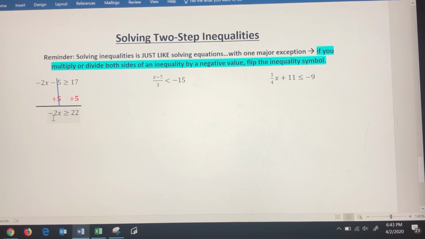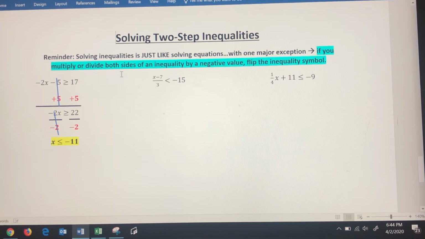Now, I want to get the x by itself. This is negative 2 times x. Inverse operations, I need to divide by negative 2. So, on the left side, the negative 2's cancel out. That leaves me with x by itself, which is what I wanted. On the right side, I've got 22 divided by negative 2, which is negative 11. Now, I divided by a negative, so this inequality symbol has to flip. So my answer is going to be x is less than or equal to negative 11.